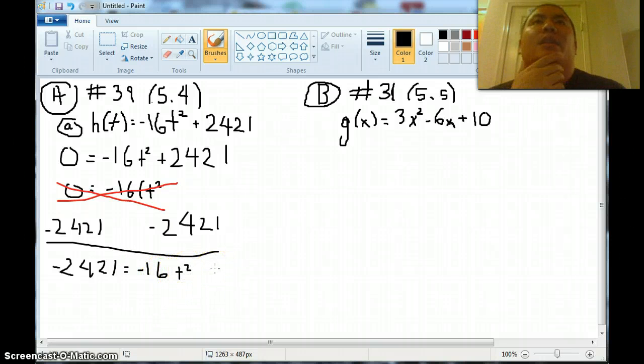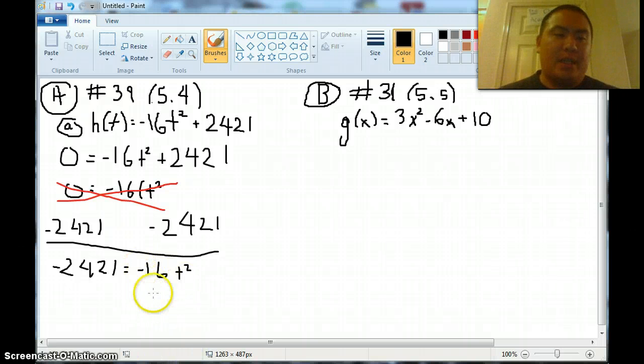Now in this situation I don't have to do any sort of completing the square. We already set our height equal to 0. That's what the 0 is on the left hand side. And now I just need to solve for t. I need to get t by itself, so I'm going to divide by negative 16, which we already did on the calculator.